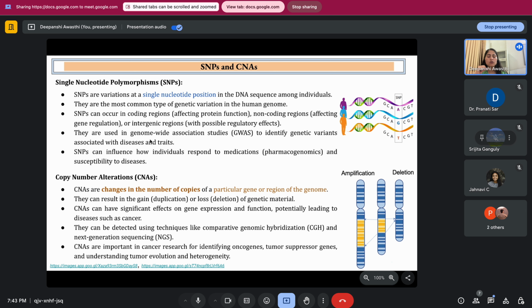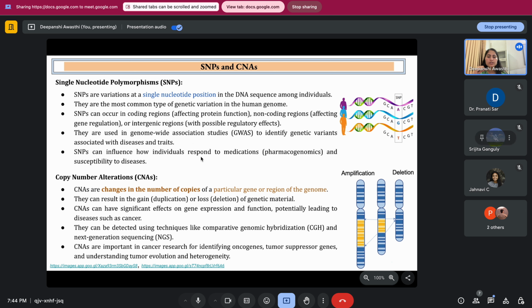And then it is also used in genome-wide association studies to identify the genetic variants which could be associated with a disease or traits. And it's not always that an SNV will lead to a disease. It could also help in certain traits. So all these comparisons can be done in GWAS.